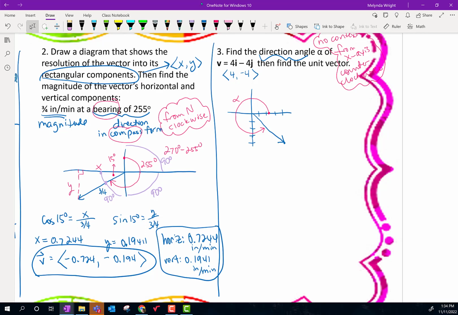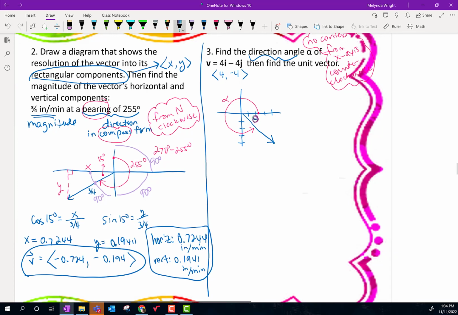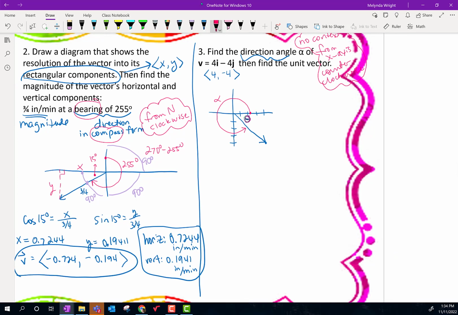So they're wanting us to find that angle alpha. Let's go ahead and say that this is theta. I'm going to think about it like a triangle. I would highly encourage you to just think about these as right triangles. It will make your life easier. This length of this triangle is 4, and this length is 4. It's actually -4.